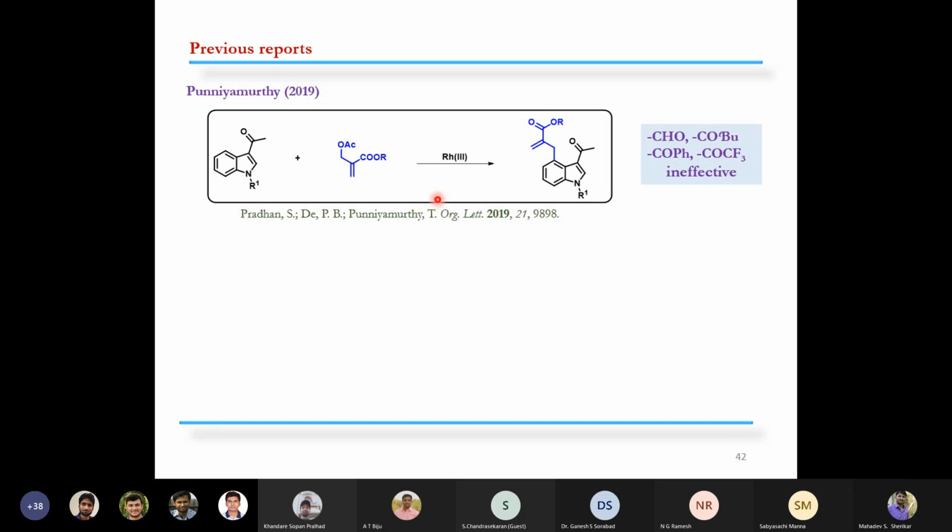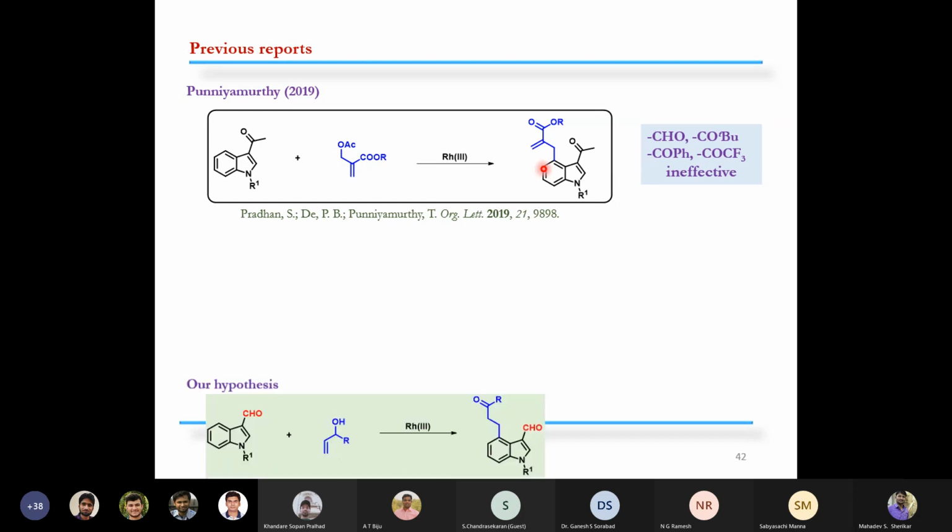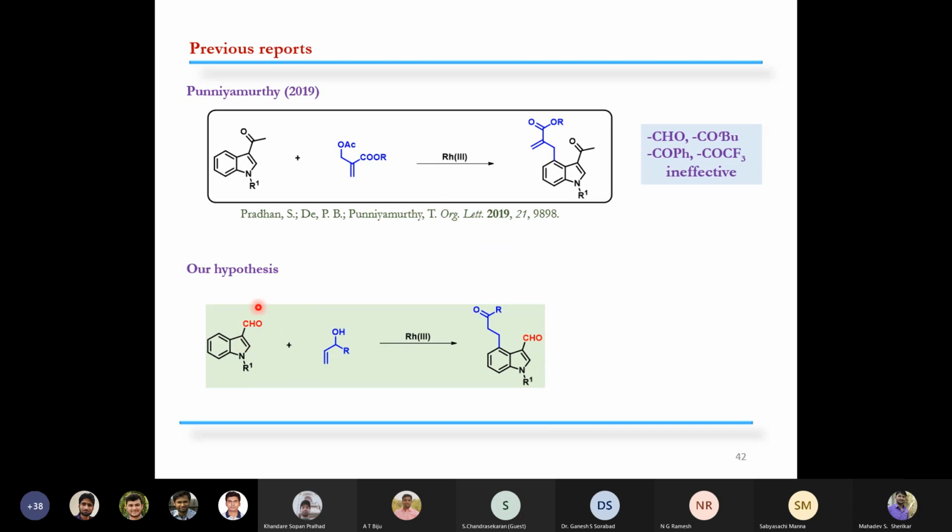But in 2019, Professor Punniyamurthy from IIT Guwahati employed a Morita-Baylis-Hillman coupling partner at the C4 position of indole to achieve the allylated product. But in this case, apart from the acetyl directing group, the other directing groups, for example aldehyde, pivaloyl, and ketone directing groups, are ineffective under these conditions. So our hypothesis was that by using carbonyl as a directing group, we can couple allyl alcohol at the C4 position of indole by using rhodium catalysis, so that we can get the hydroarylated product.